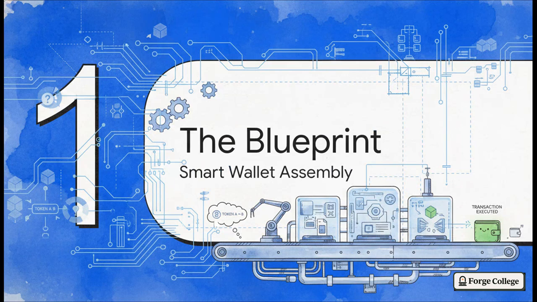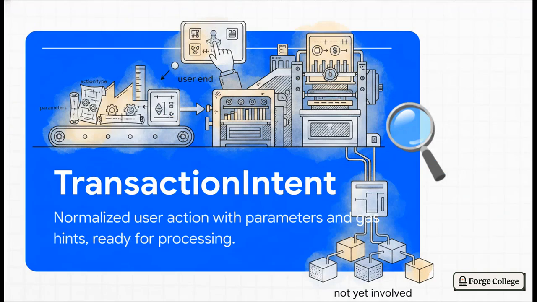Starting us off with section 1, the blueprint. Let's talk about smart wallet assembly. So I want you to picture a smart wallet exactly like an automated factory assembly line. A user walks in with a really abstract desire, right? Something like, hey, I want to swap this token for that token. Well, the factory's entire job is to transform that abstract desire into a concrete, on-chain action, preferably without the factory exploding in the process. And that brings us to our first major definition, the transaction intent.